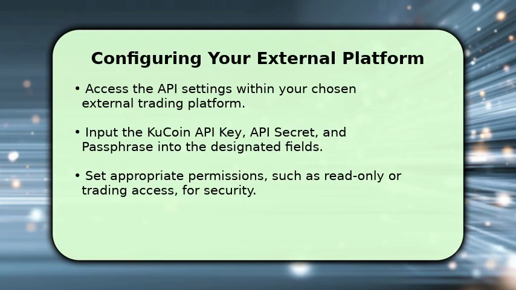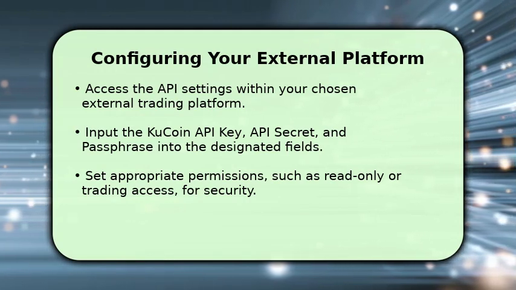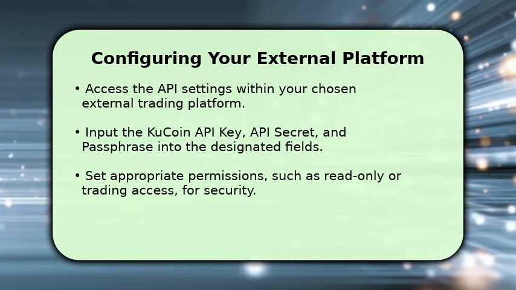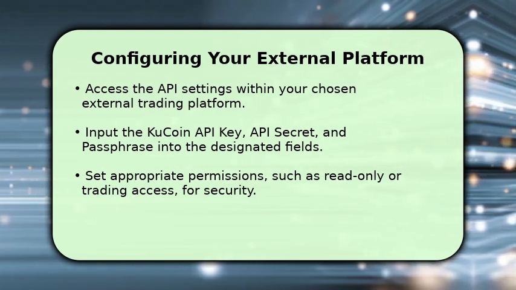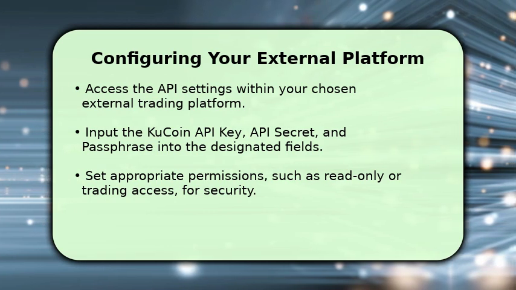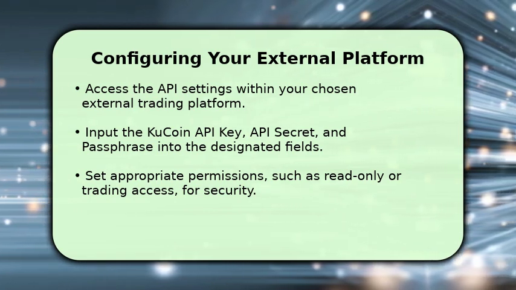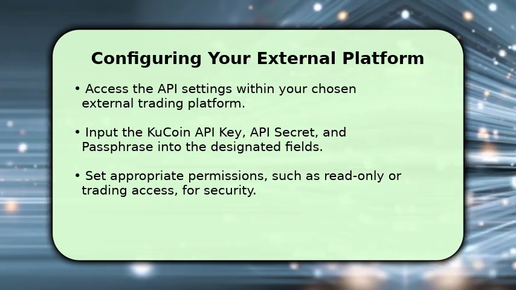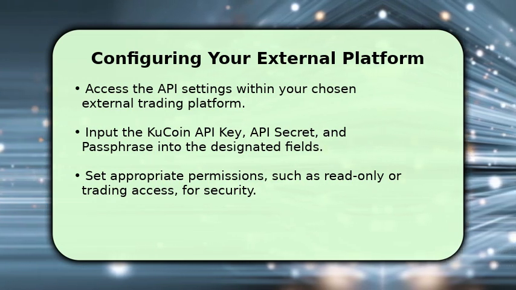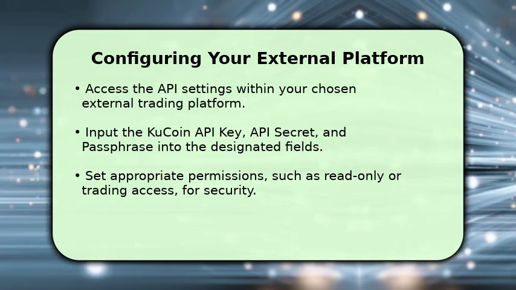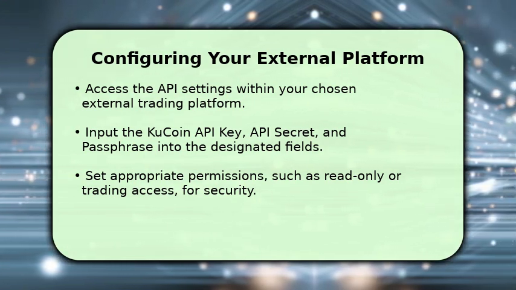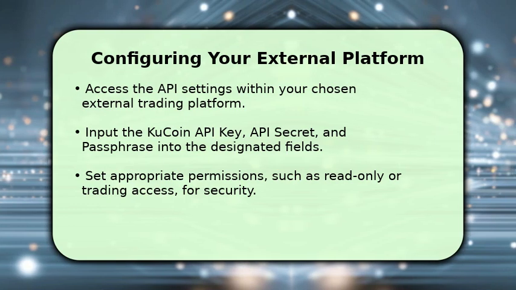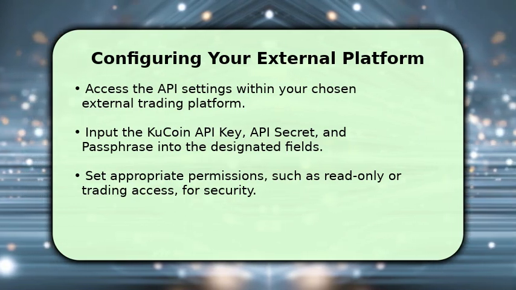Now, switch to your external trading bot or platform. Locate its API configuration section. You will need to input the KuCoin API key, API secret, and passphrase you just generated into the corresponding fields. Pay close attention to setting the correct permissions. For instance, you might grant read-only access for portfolio tracking or trading access for automated strategies. Always grant the minimum necessary permissions to enhance security.